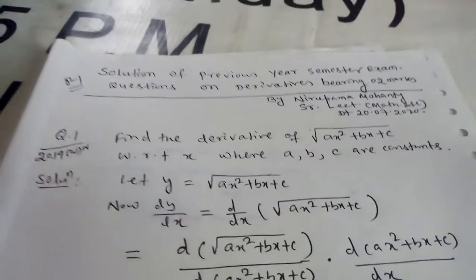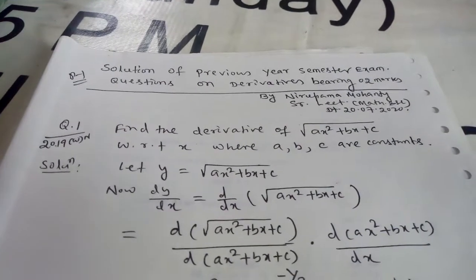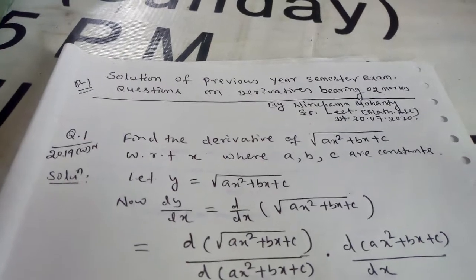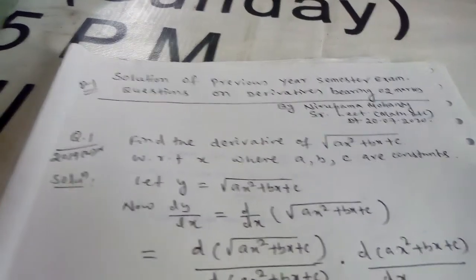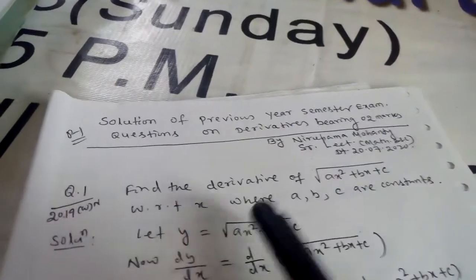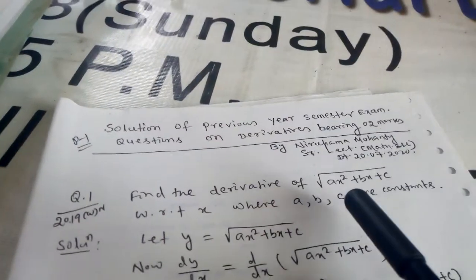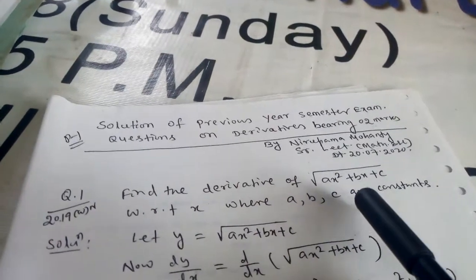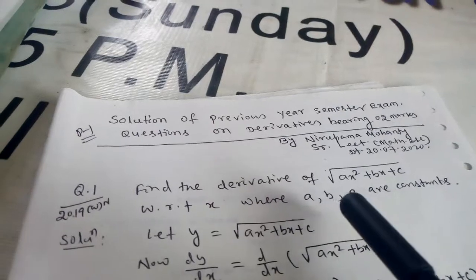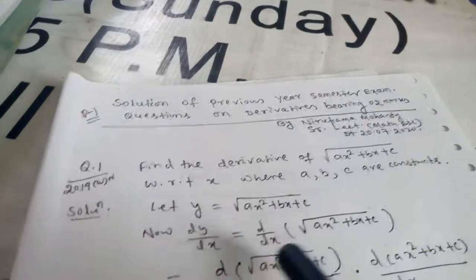Hello students, I will now solve some previous year semester exam questions on derivatives bearing 2 marks. Now question number 1: find the derivative of square root of ax square plus bx plus c with respect to x, where a, b, c are constants.